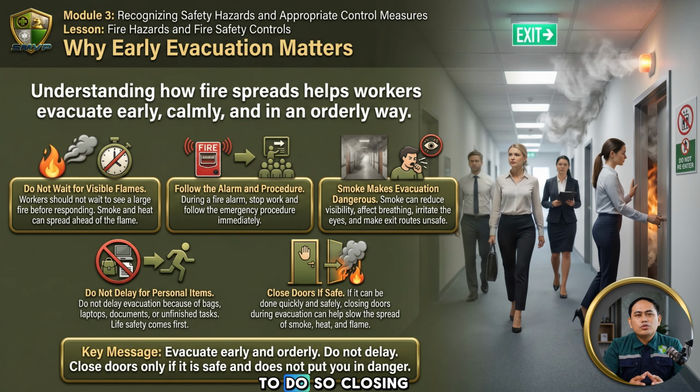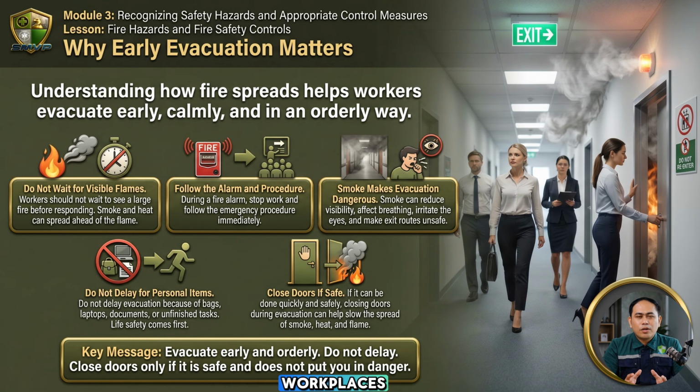Another important point is the role of doors. If it is safe to do so, closing doors during evacuation can help slow the spread of smoke, heat, and flame. An open door allows smoke and hot gases to move freely. A closed door can act as a barrier and may give other people more time to evacuate. But remember, do not lock doors. Do not delay evacuation, and do not close a door if doing so will put you in danger. Only close doors when it can be done safely and quickly.